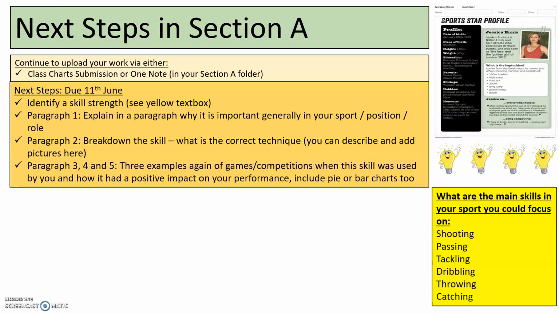And then finally for paragraphs 3, 4 and 5, you're doing similar things to what you did previously with your component of fitness. You're coming up with 3 examples, within a competition or a game setting, whereby you explain how you used your main strength skill and how it had a positive impact on your performance.